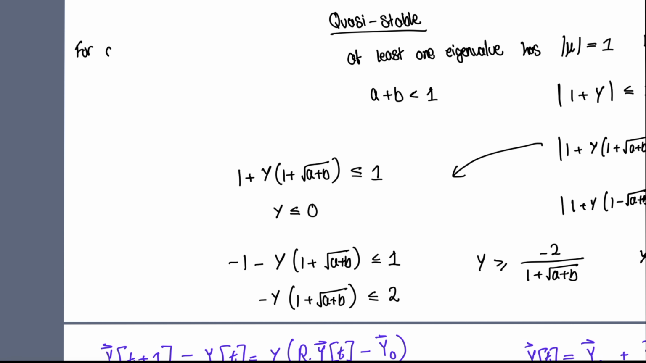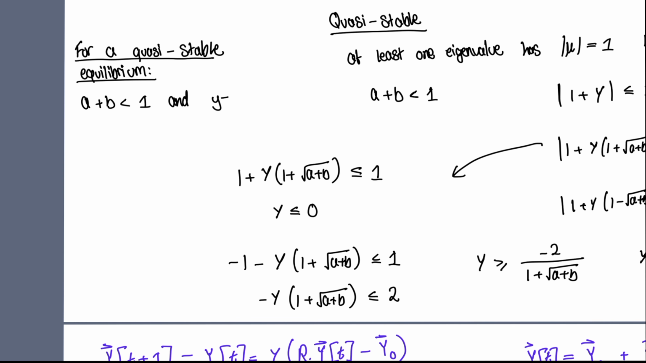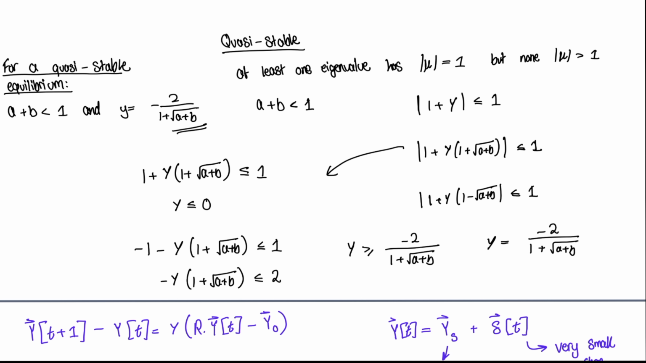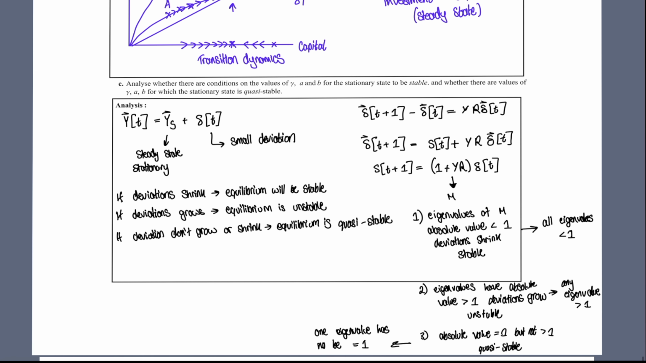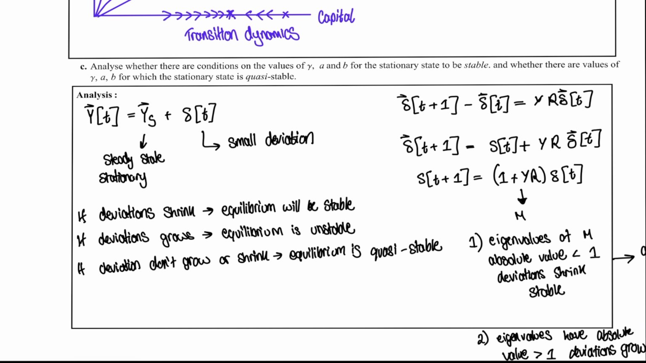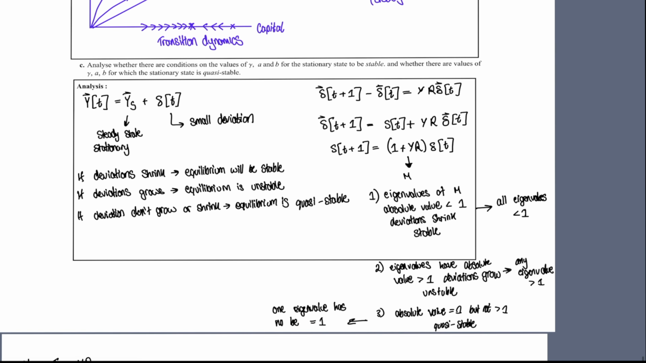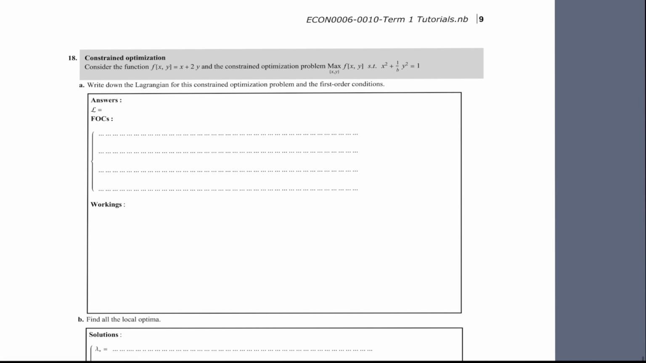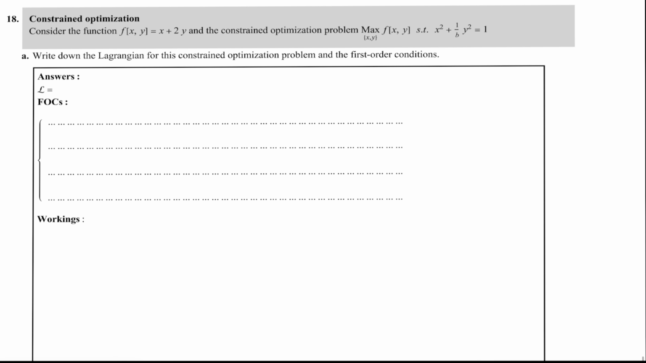So for a quasi-stable equilibrium, we will have a plus b is less than 1 and gamma is equal to minus 2 over 1 plus root a plus b. Okay, so that is part C done. Hopefully that made sense. Moving on to 18.